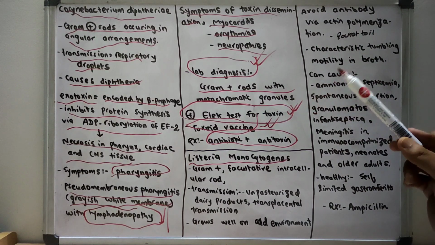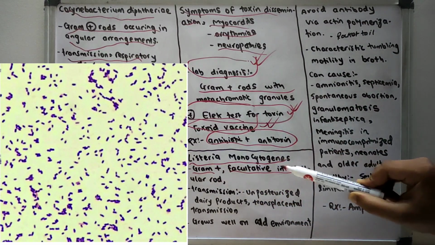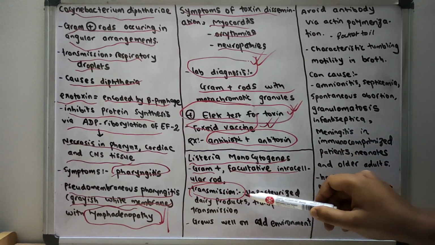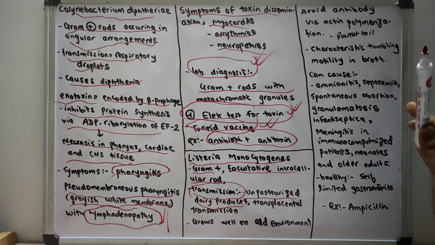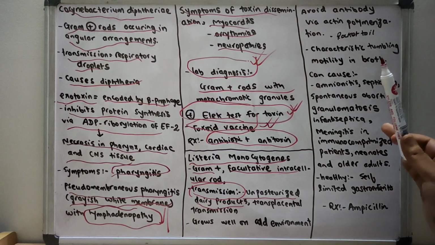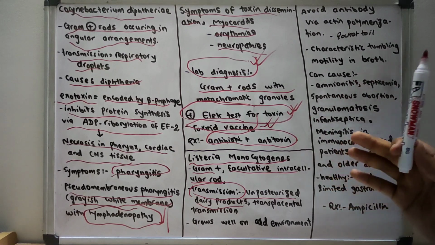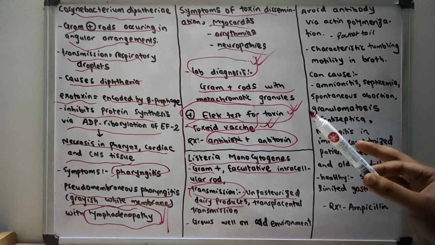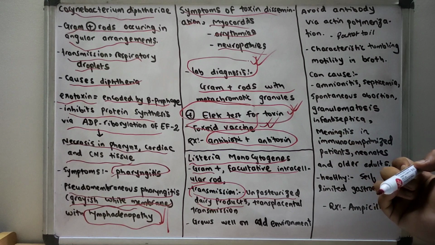Now let us move towards Listeria monocytogenes. The Listeria monocytogenes is a gram-positive facultative intracellular rod, and the transmission occurs when we ingest unpasteurized dairy products, causing infection with Listeria monocytogenes. Also, if we eat cold meats, because Listeria monocytogenes survives in a cold environment, then we can also ingest the Listeria monocytogenes.